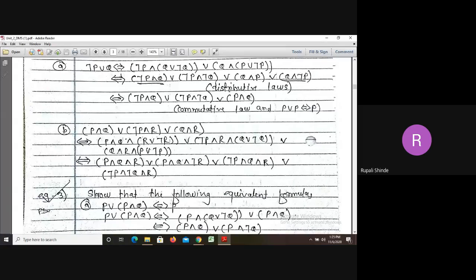Now for this one, P and Q and R is the first term, or negation P and Q and R is the second one. So again, there is a repetition of some terms.